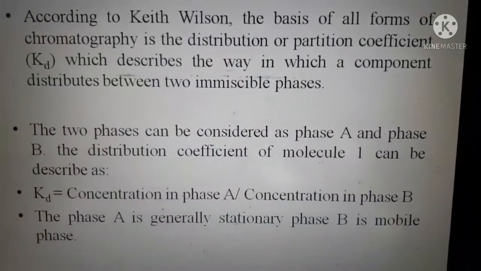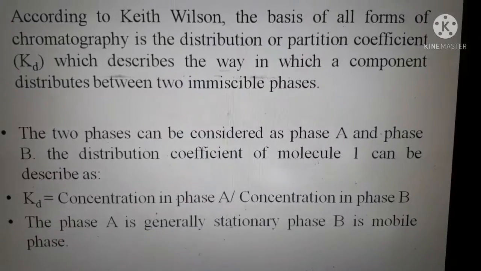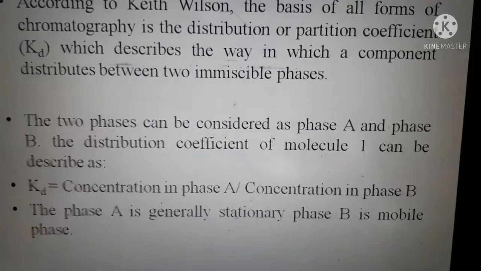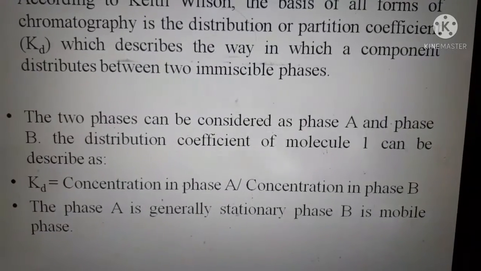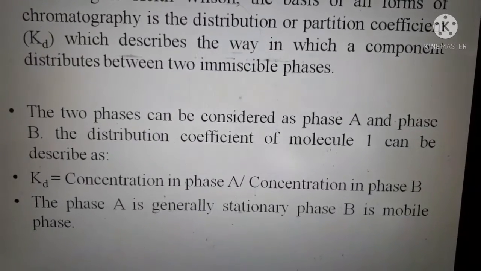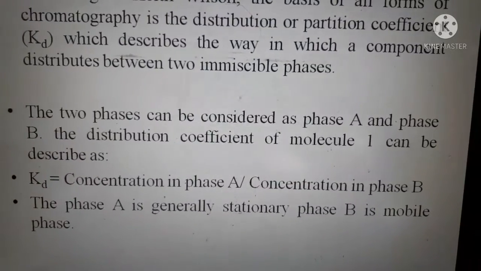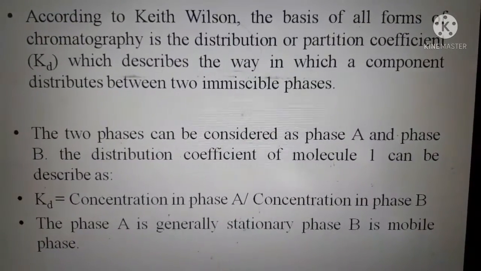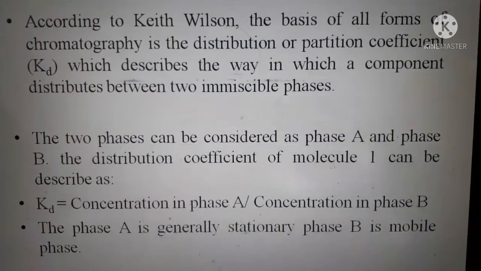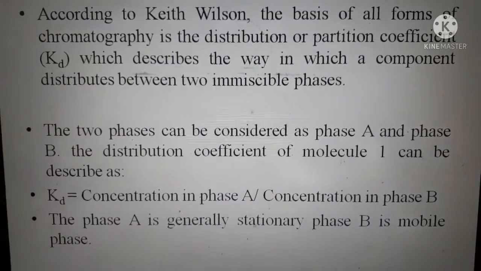The basis of chromatography is the distribution or partition coefficient, which describes the way in which a particular molecule or component analyte distributes itself between two immiscible phases. These phases can be represented as phase A and phase B, but basically these are two different phases. One is the stationary phase and the other is the mobile phase. In most cases, the stationary phase is solid, while the mobile phase is generally liquid.